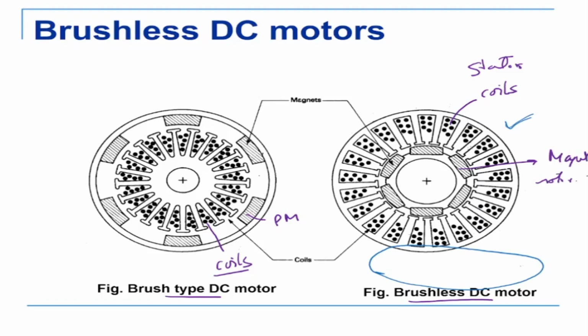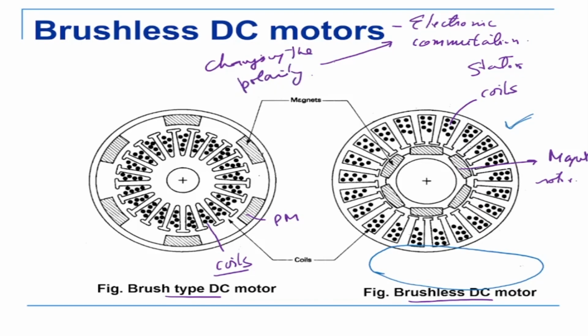Now when the rotor is rotating, we have to change the polarity. So for that we have to use electronic commutation, C-O-M-M-U-T-A-T-I-O-N, which means changing the polarity. So electronic commutation is used for changing the polarity.